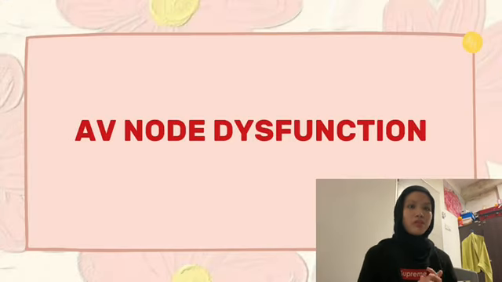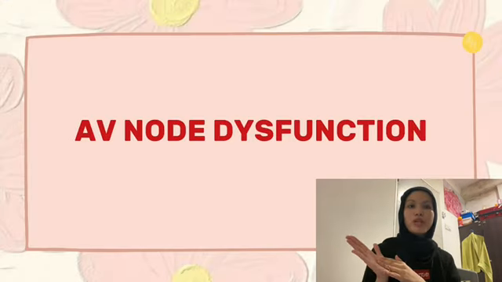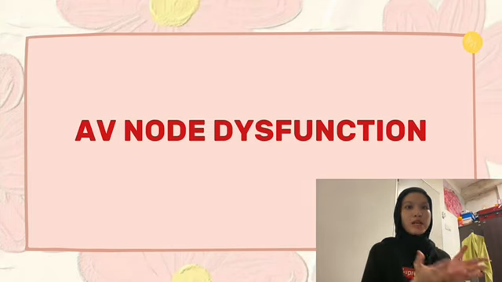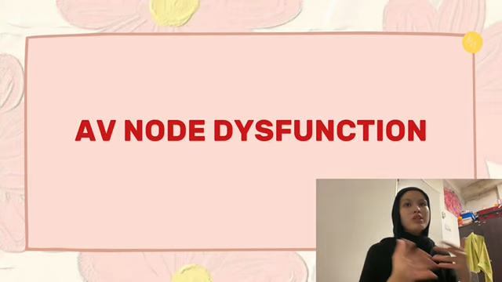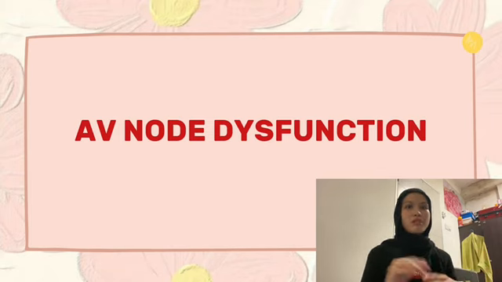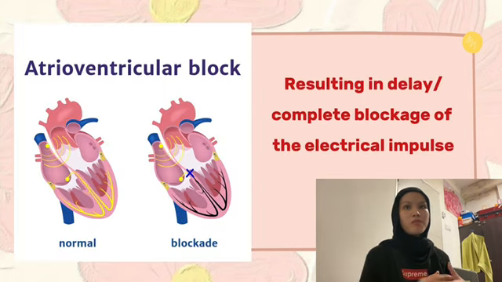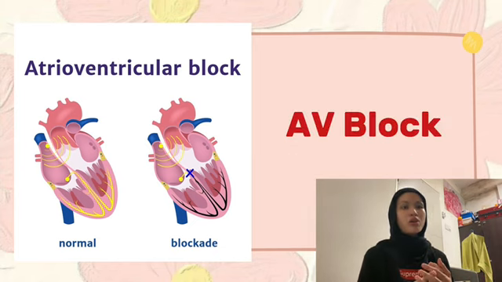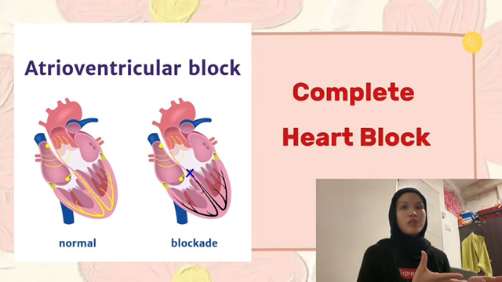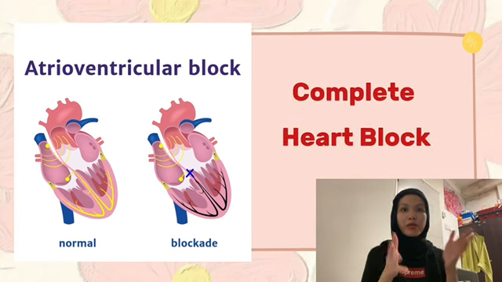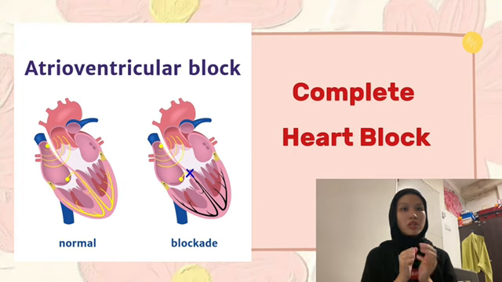If AV node fails to function normally, or also known as AV node dysfunction, so basically it is an abnormality in the ability of the AV node to conduct electrical impulses from the right atrium into the right ventricle. So this condition can lead to a delay or complete blockage of these impulses, disrupting the normal heart rhythm. So when this dysfunction occurs, it can result in conditions such as AV block or complete heart block, classified into different degrees based on the severity of the conduction problem.